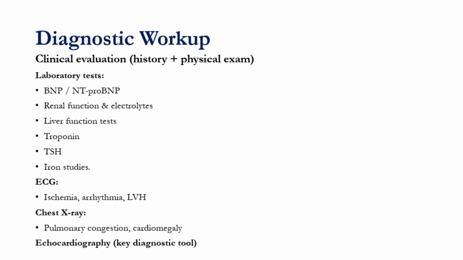The diagnosis of heart failure combines clinical evaluation with laboratory and imaging studies. BNP, or NT-proBNP levels, help assess ventricular wall stress, while renal function and electrolytes guide therapy and monitoring. ECG may identify ischemia, arrhythmias, or ventricular hypertrophy. Chest radiography can reveal pulmonary congestion and cardiomegaly. However, echocardiography remains the cornerstone diagnostic tool because it evaluates ejection fraction, chamber structure, valvular disease, and wall motion abnormalities.